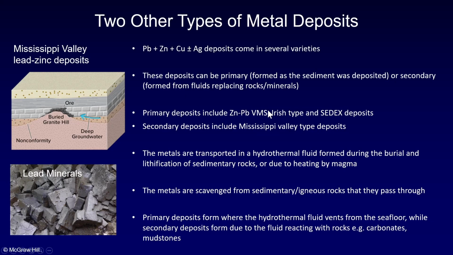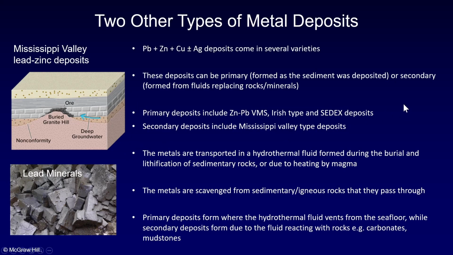And these are all types of lead zinc deposits that form when the sediment that hosts them is also being deposited at the same time. So they are primary. Secondary lead zinc deposits include the Mississippi Valley type deposits, and these are formed due to the replacement of carbonate rocks by minerals from hydrothermal fluids.